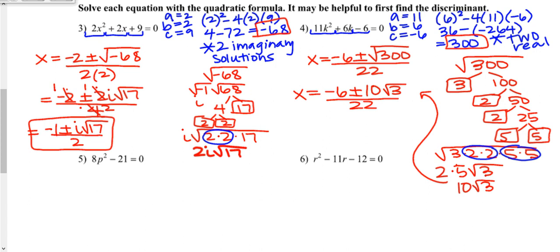All right, now if you notice, 6, 10, and 22 can all be divided by 2, so I'm going to do that division. This becomes 3, this becomes 5, and this becomes 11. So my real answer is x equals negative 3 plus or minus 5 root 3 all over 11. Notice that I did not touch this root 3 when I simplified at the end there.